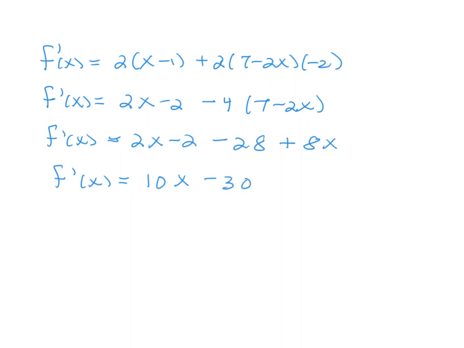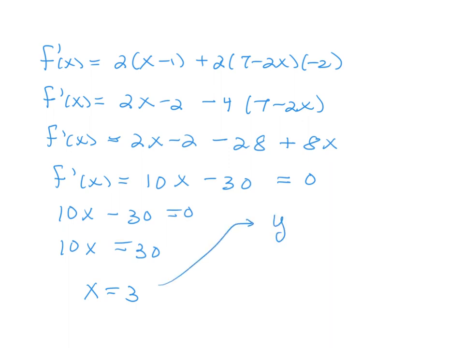I like to take the derivative and set it equal to 0 to solve for x. This is where 10x minus 30 is equal to 0. That's where 10x is equal to 30. And therefore, x is equal to 3. That must be the x value of the point on the graph of 8 minus 2x that's closest to the point (1, 1). We need to find what y is equal to, but y was equal to 8 minus 2x.